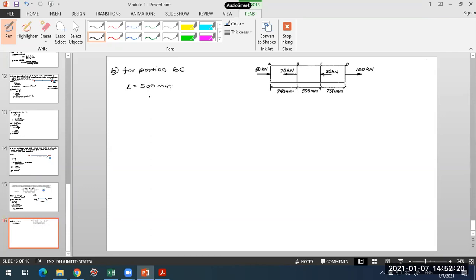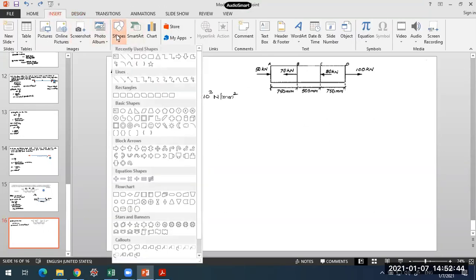This length is changing here. The rest of the things are the same. Area is 1000 mm square, and E, modulus of elasticity, is 200 into 10 raised to 3 Newton per mm square. Now I have to find the P value. What is the net force acting on this bar? That has to be determined.